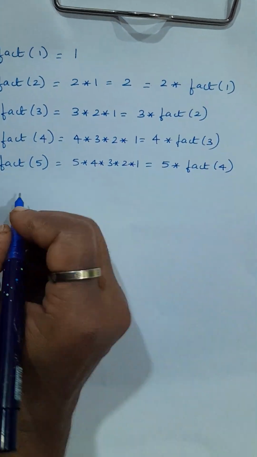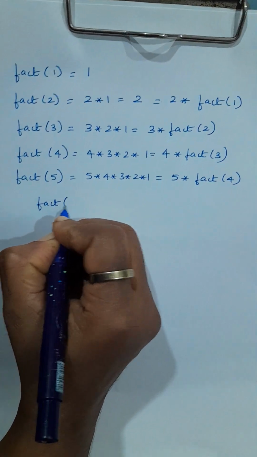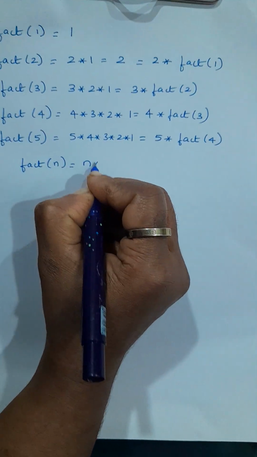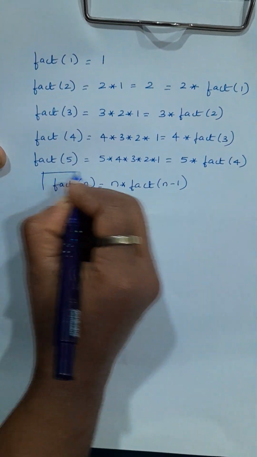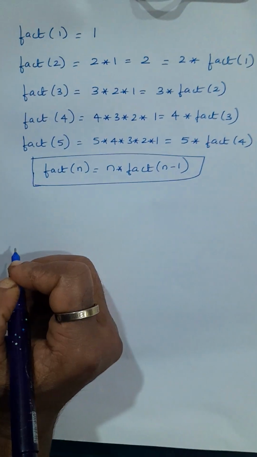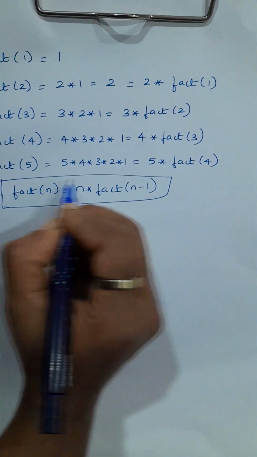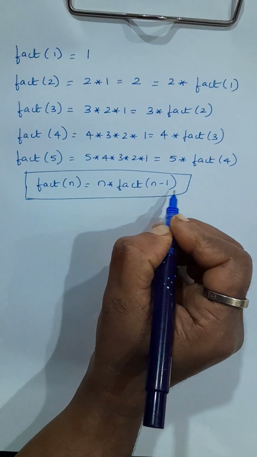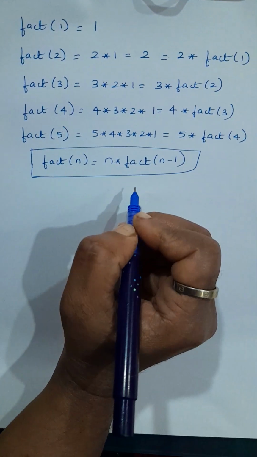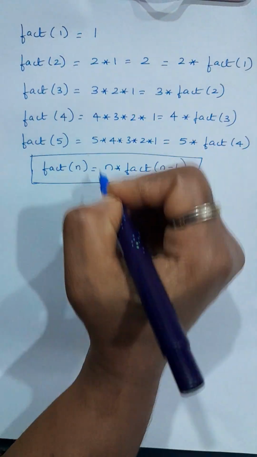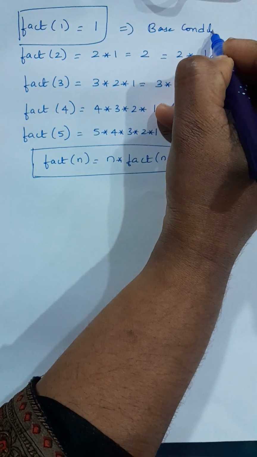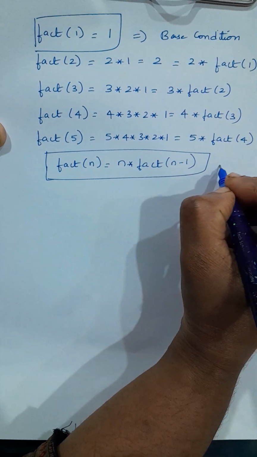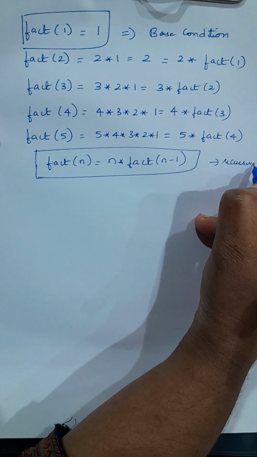In general, so the generalized form is fact of n. How do I write fact of n? It is n into fact of n minus 1, the generalized term. Fine. Now, this is the recursive procedure. It is n into fact of n minus 1 will be the recursive procedure. What is the base condition in order to stop the recursion out of these 5 steps? It is fact of 1. This becomes the base condition. What is the recursive procedure? This is the recursive procedure.